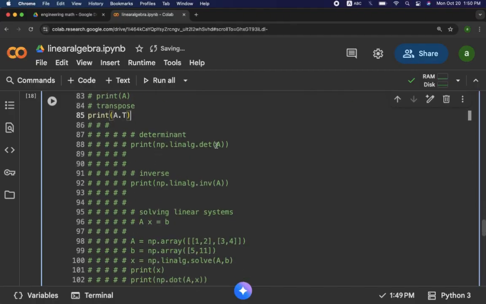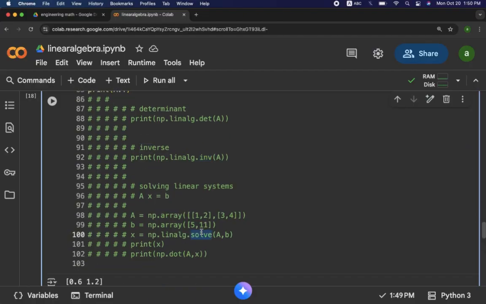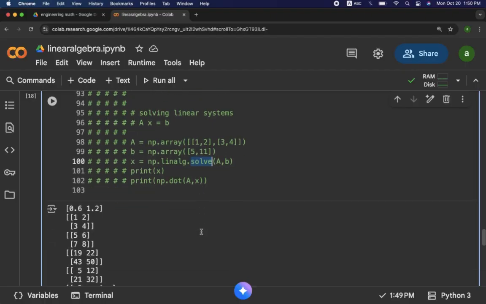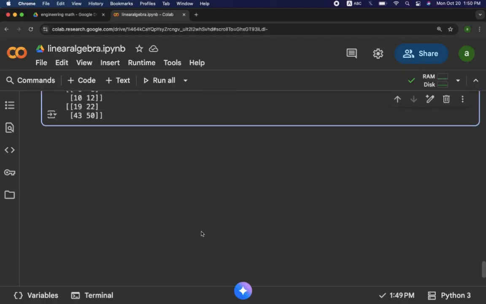So for matrix determinant and inversion, we use again linear algebra and inv, that stands for inverse. And then the solve method. Okay, these are some of the very key methods, the functions that you should keep in mind in order to work with matrices. Okay, that's all for this video.